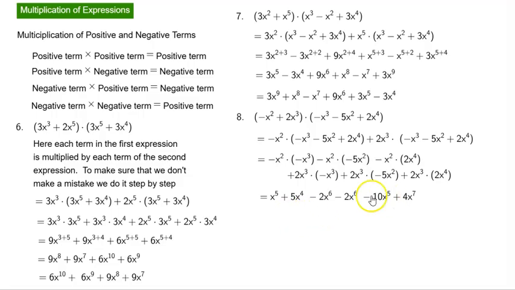Now simplifying this further, because there are like terms there, we get x to the power of 5 minus 10x to the power of 5. That is minus 9x to the power of 5 plus 5x to the power of 4 minus 2x to the power of 6 minus 4x to the power of 6 plus 4x to the power of 7. And now rewriting it in descending order of the powers of the variable.